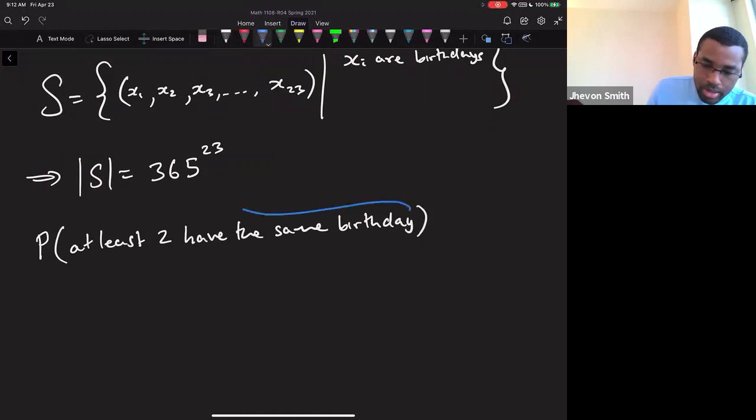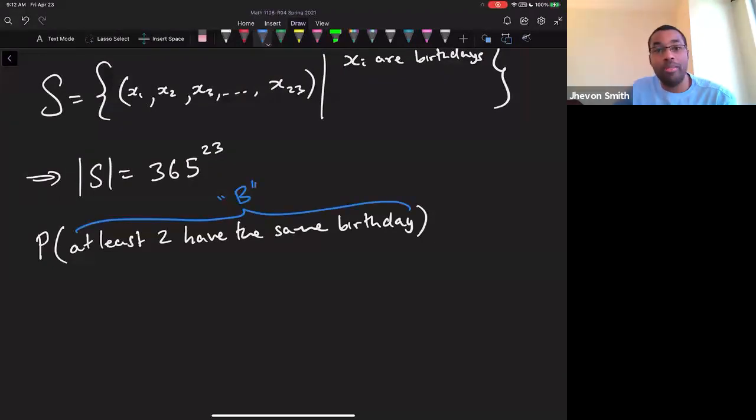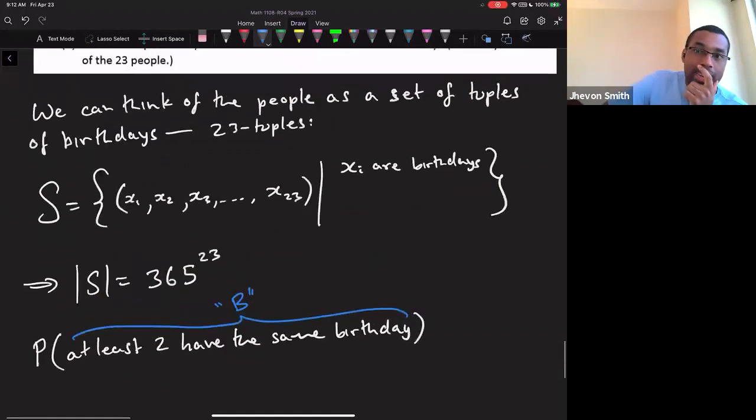And I don't want to write that out all the time. So call that B, right? It's the event that they have the same birthday. At least 2 have the same birthday. Now, when you look at that directly, you don't want to actually do that, because now you're going to say, well, it could be the first and the second person, or the second and the 17th person, or the 23rd and the 15th person. There are so many combinations. You don't want to have to do that directly.